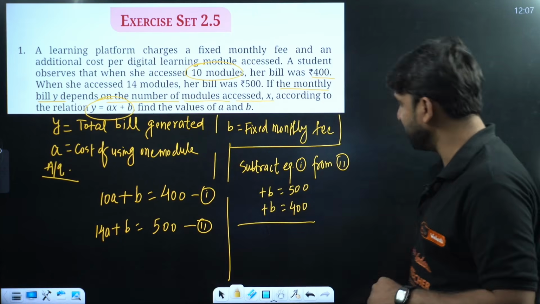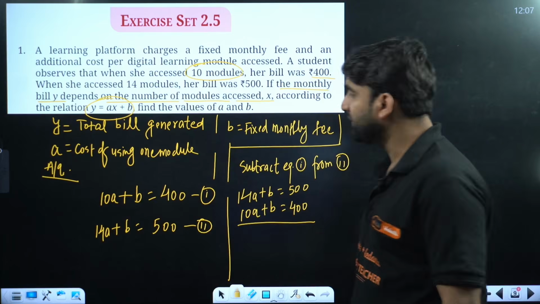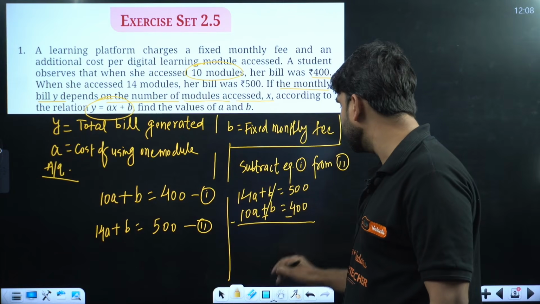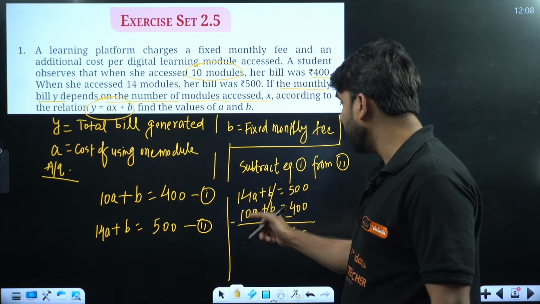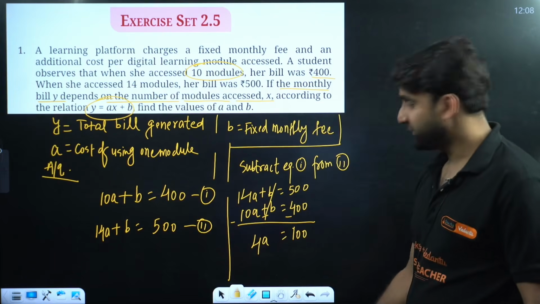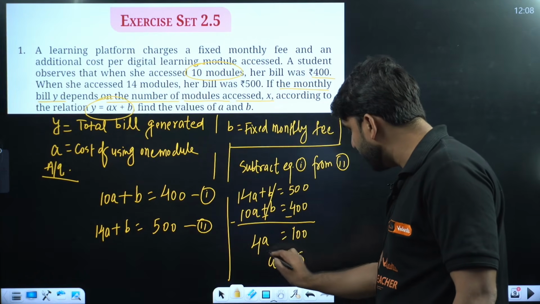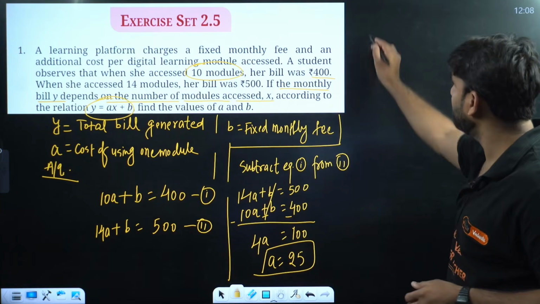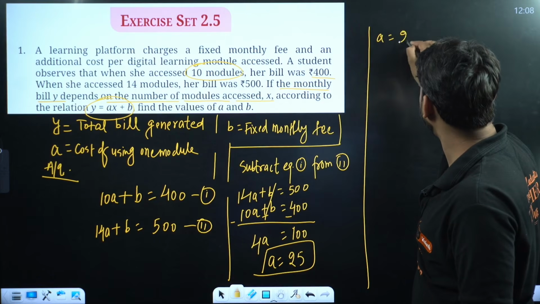Okay, now this is 14a and this is 10a, right? Can we subtract this? After subtracting, b cancels. 500 minus 400 will be 100, and 14a minus 10a will be 4a, right? So a is 100 by 4, which is equal to 25, and a is the cost of using one module. So a is 25 rupees.